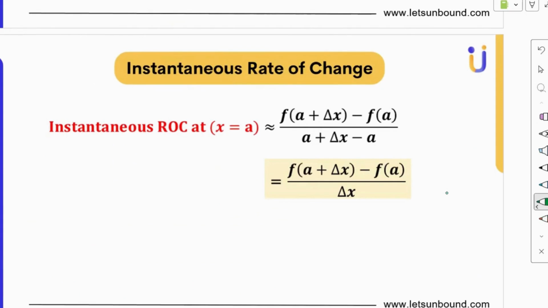Instantaneous rate of change at x is equal to a number. You can relate it to f of b minus f of a by b minus a, we did, right? So here in place of b, you got something like a plus del x. Okay. So actually we are given 1 point, but we need some other point.